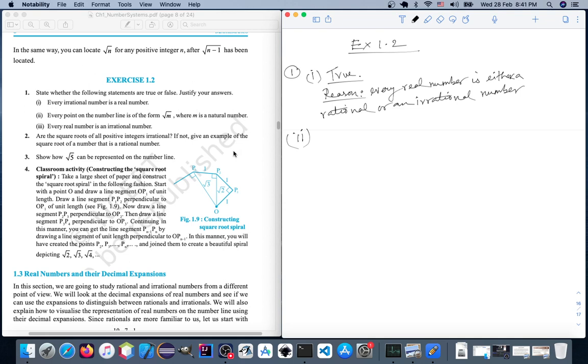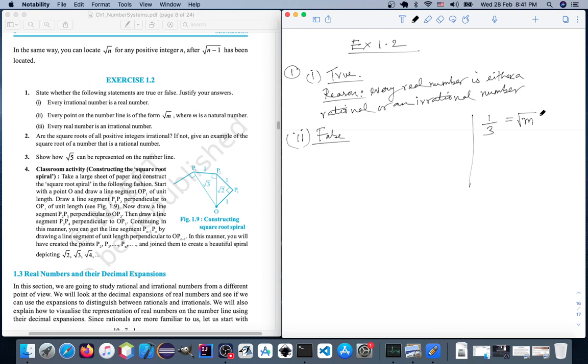Also, what about rational numbers? A rational number is also part of the number line. Can we represent a rational number in the form p by q as root over m? I think this is false definitely, but a proper reason is, let's say we have a rational number. Can we write it in the form root over m, where m is a natural number? I don't think so.